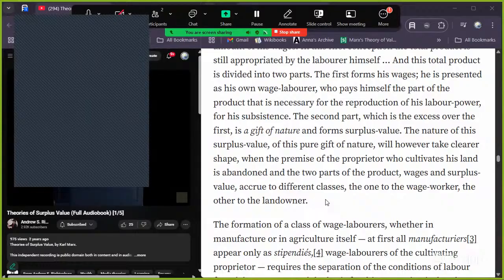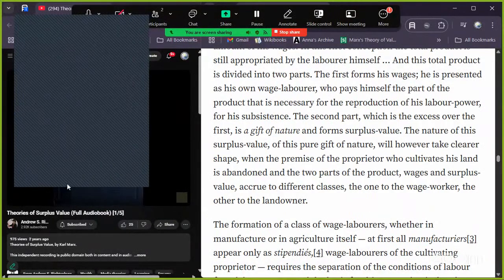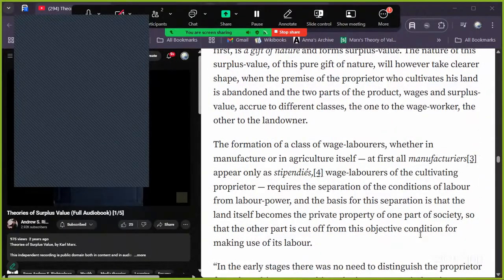He is presented as his own wage laborer, who pays himself the part of the product that is necessary for the reproduction of his labor power, for his subsistence. The second part, which is the excess over the first, is a gift of nature, and forms surplus value. The nature of this surplus value, of this pure gift of nature, will however take clearer shape when the premise of the proprietor who cultivates his land is abandoned, and the two parts of the product, wages and surplus value, accrue to different classes, the one to the wage worker, the other to the landowner.